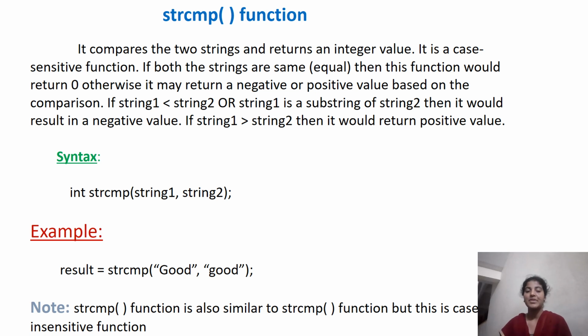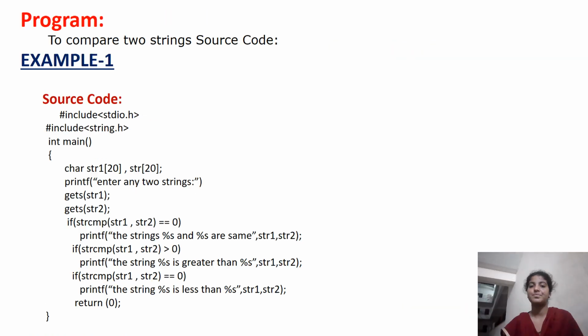Syntax is: int strcmp with two variables, string 1 and string 2. Note: the stricmp function is similar to the strcmp function, but it is a case insensitive function. Program to compare two strings, source code.